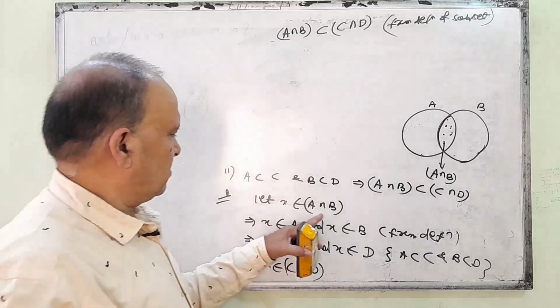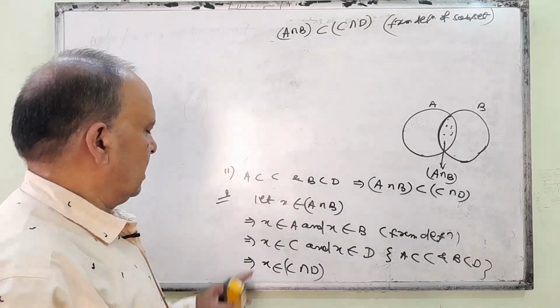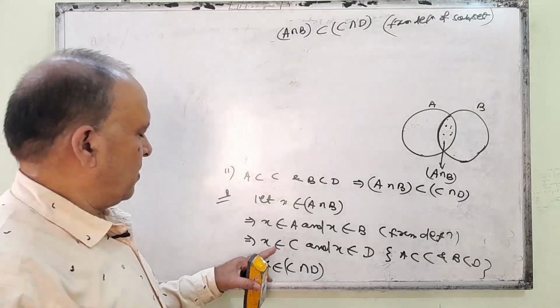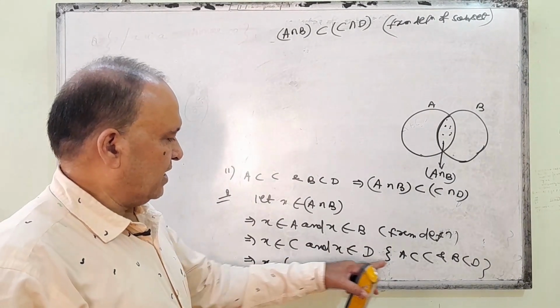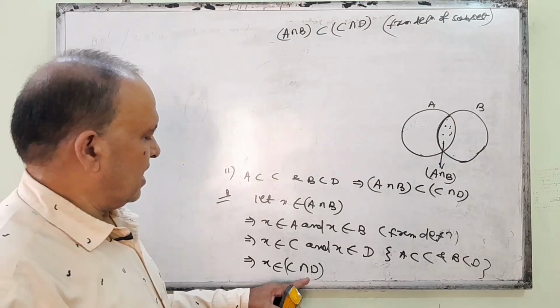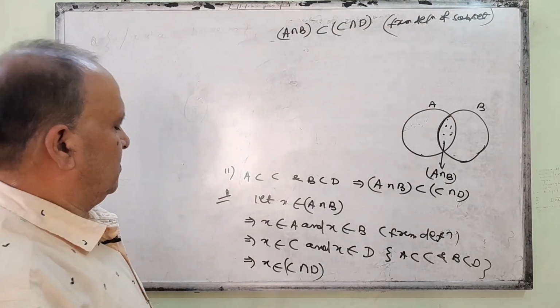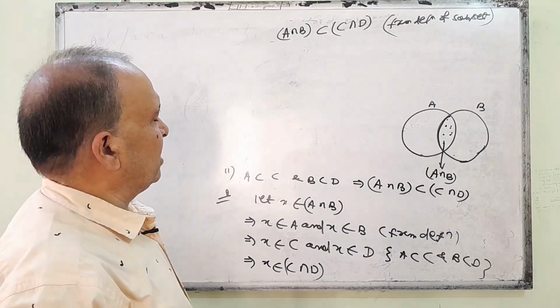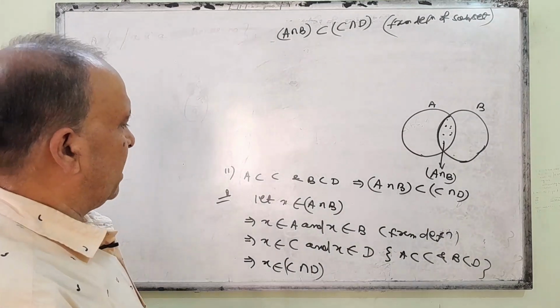It is clear, it is obvious. Let X belongs to A intersection B, this implies that X belongs to A and X belongs to B. This implies that X belongs to C and X belongs to D. This implies that X belongs to C intersection D. So A intersection B is the subset of C intersection D. This is the second property.